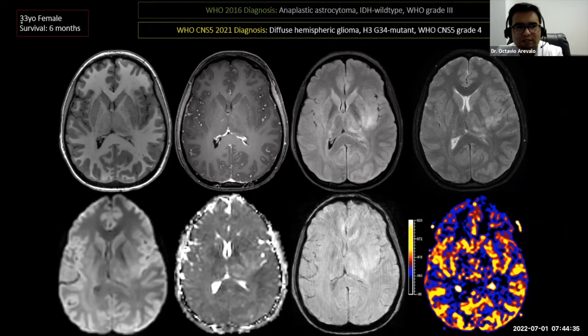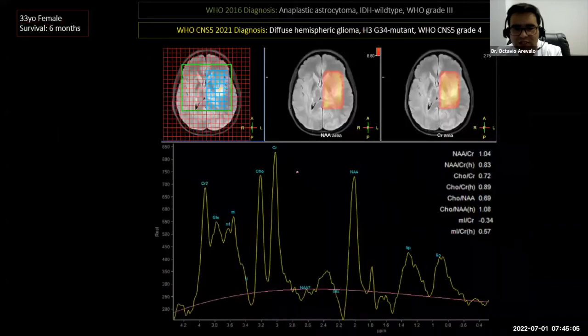So they said, well, this patient is a 33-year-old. Let's check for the histone mutations, because this may well be a pediatric type of tumor in an adult patient. And guess what? This is what a diffuse hemispheric glioma of the kids, which has the mutation of the H3 G34 position, looks like on MRI. So it's very hard for you to call it just on MRI, but you have to know that this pediatric entity exists in adults.